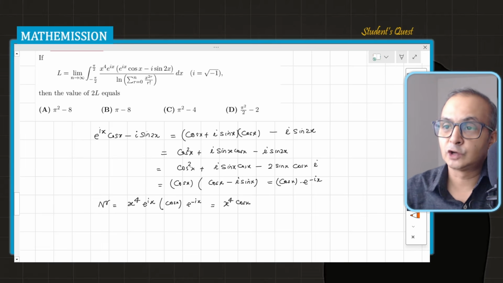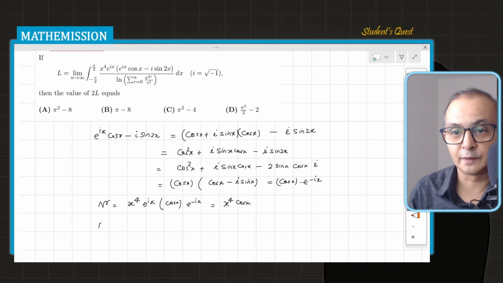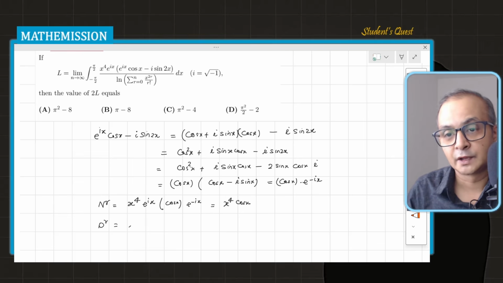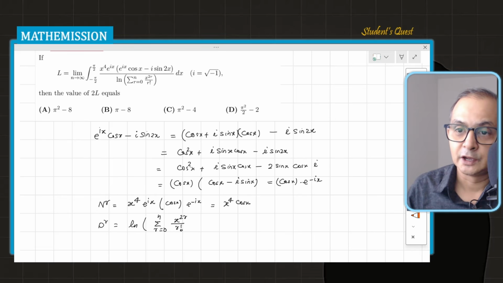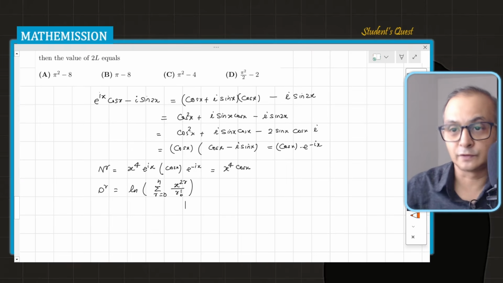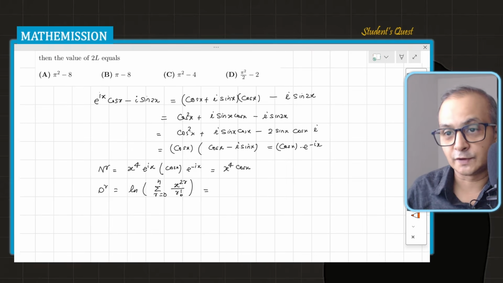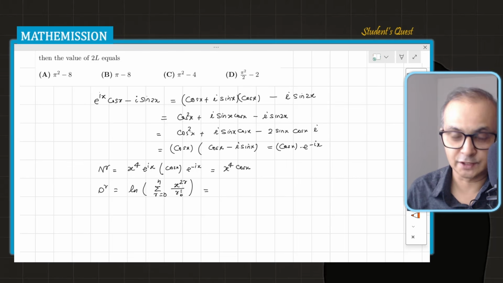Now let's go to the denominator of the integrand. So the denominator is also not so bad because this is log and this is summation, r goes from 0 to n, and this is x to the power 2r divided by r factorial. You notice that this entire sum is going to be the argument of log. So we have to first evaluate this sum. It's not a difficult task because the first term is 1, because you put r is equal to 0.